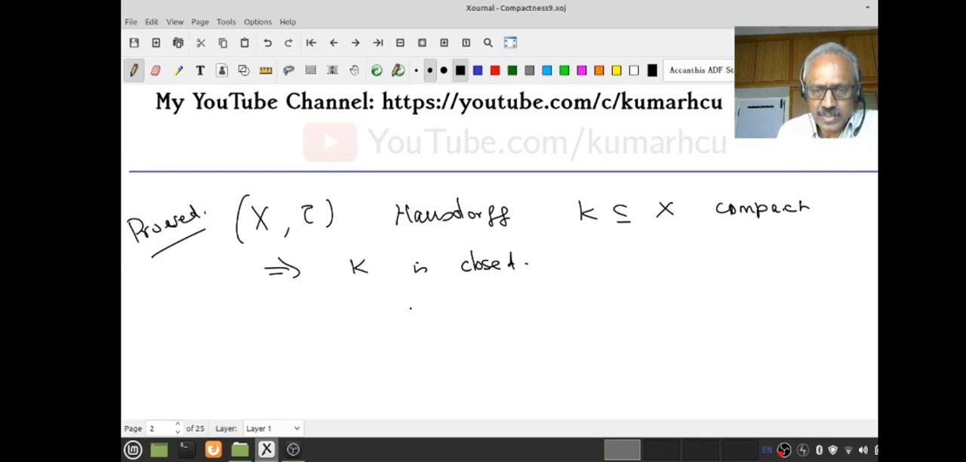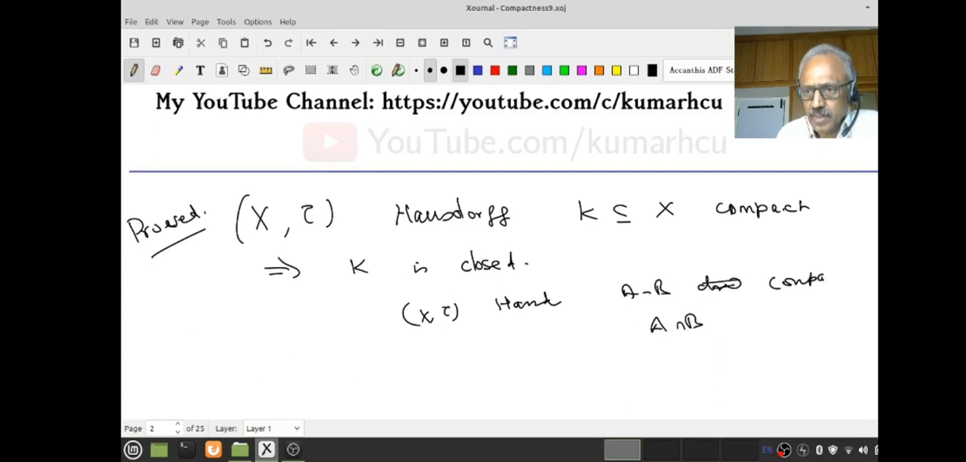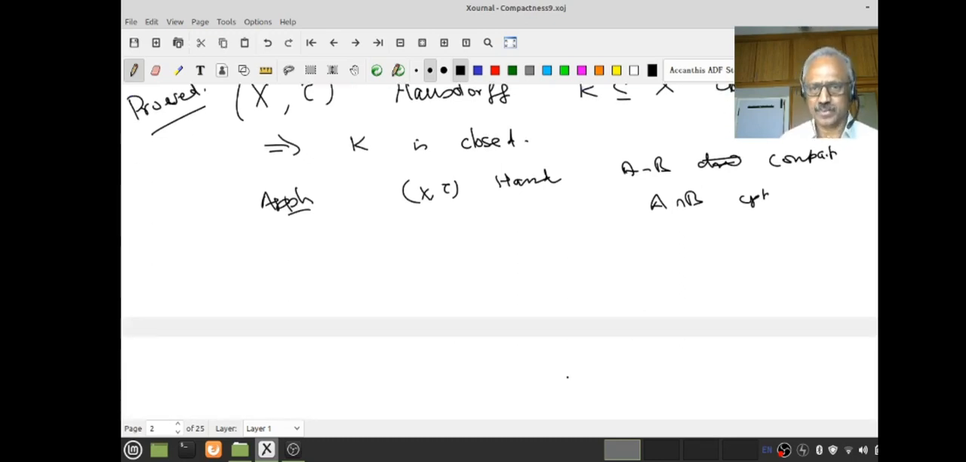For example, if (X, tau) is compact and Hausdorff, and A and B are compact, then A intersection B is compact. This is one of the applications we saw. Since A is compact, it's closed. B is compact, so it's closed. Therefore, A intersection B is a closed set, but it's a closed subset of the compact set A. Therefore, it's again compact. That's the way we proved it.